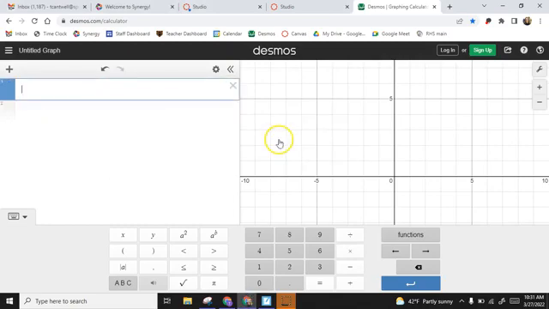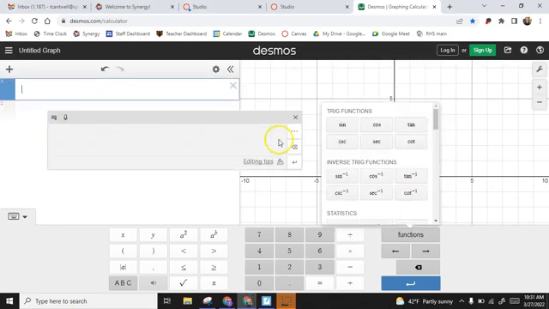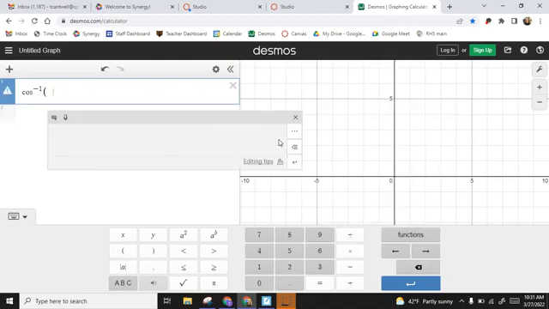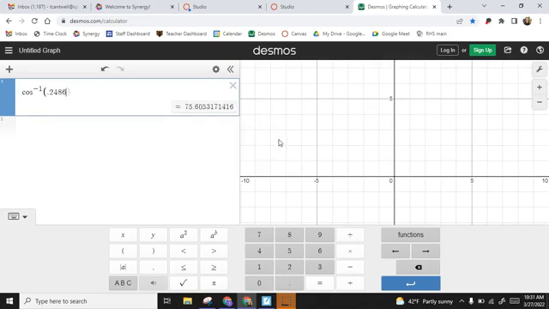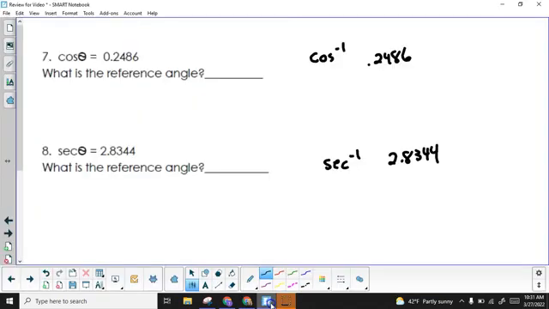I will go under the functions, and you'll see that up here you have your 6, and then you have your inverse trig functions. So if we're doing inverse cosine, we'll just click on inverse cosine and put in our numbers of 0.2486. And this gives us 75.6. We're going to round these to tenths places. I think the directions said degrees, but on the test it's actually going to say tenths place. So we're going to go with 75.6 degrees.